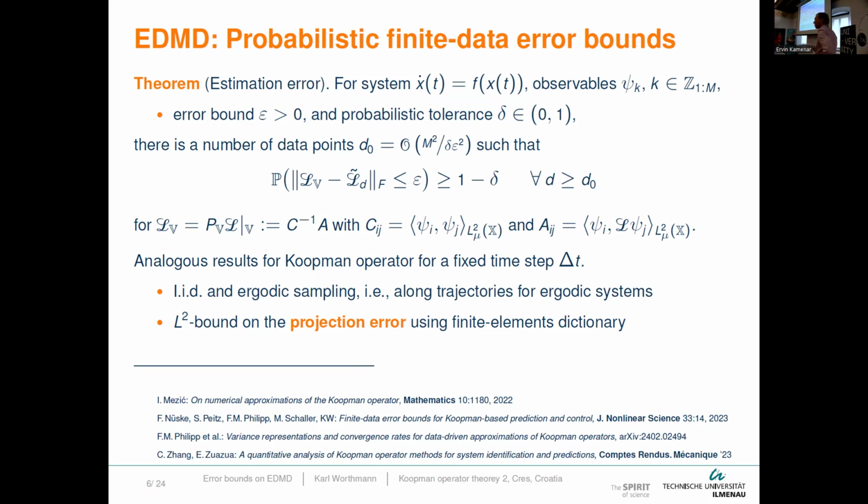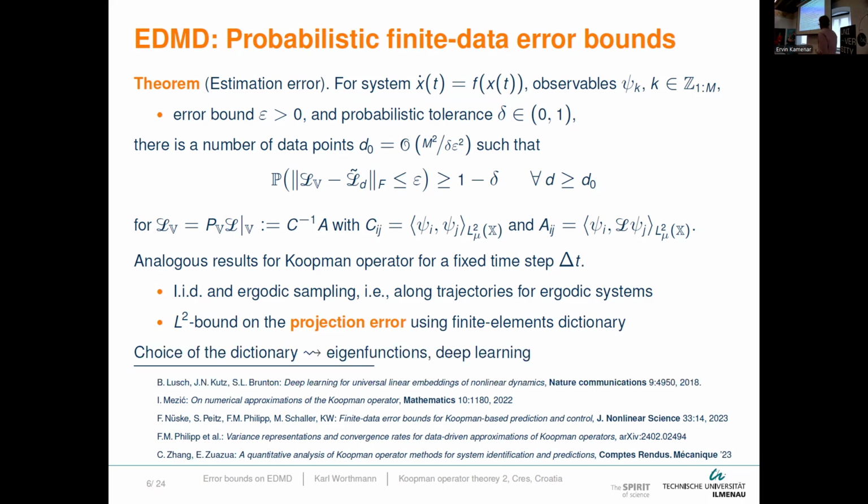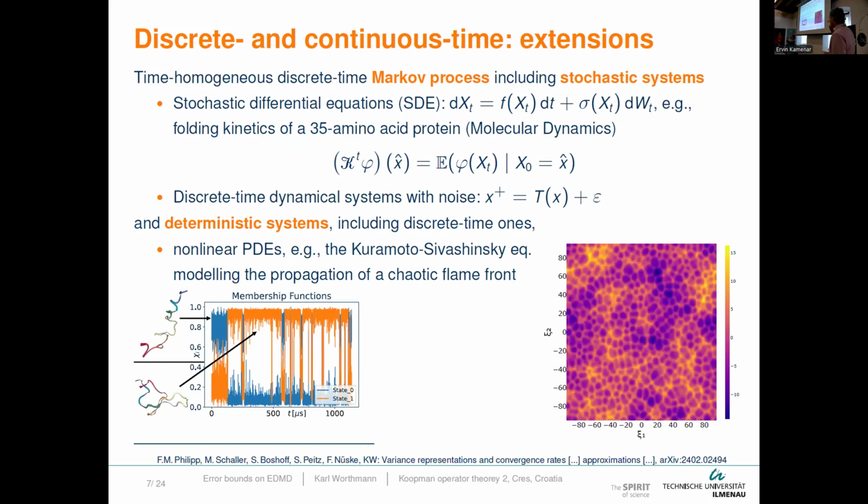So you have to come up either with a smart dictionary using eigenfunctions or more sophisticated techniques even there, or somehow deal with this invariance problem differently. Okay, so that's what I already mentioned. And then you can extend that, so that's not restricted to this finite dimensional deterministic setting. You can do that for time homogeneous discrete time Markov processes, including stochastic systems. So far, that's quite nice. And here is a nice computation for some SDE, a 35 amino acid protein, done by Felix, and nice computations for a PDE, the Kuramoto-Sivashinsky equation, done mainly by Sebastian. So somehow that works nicely.